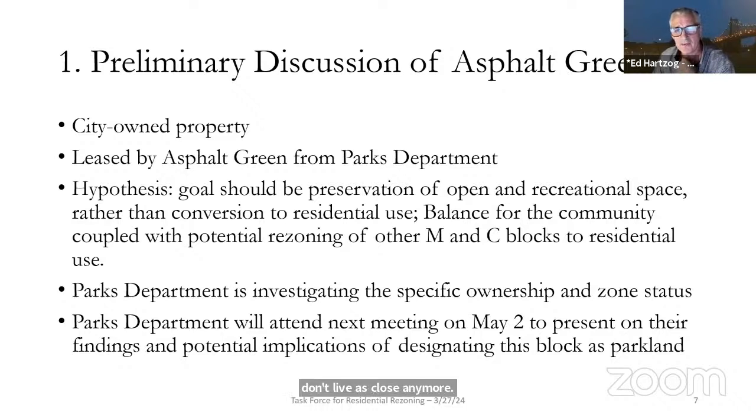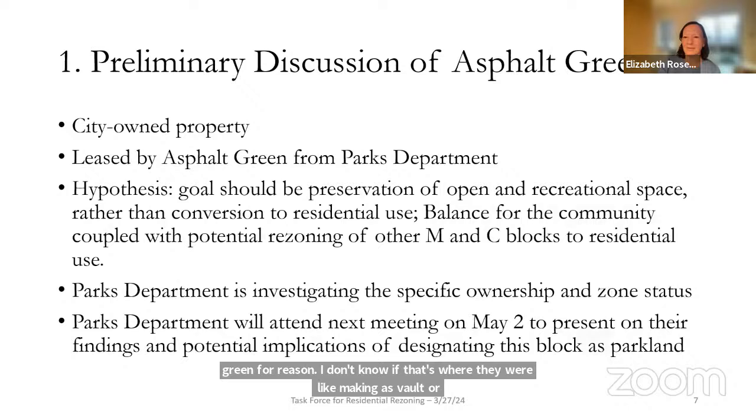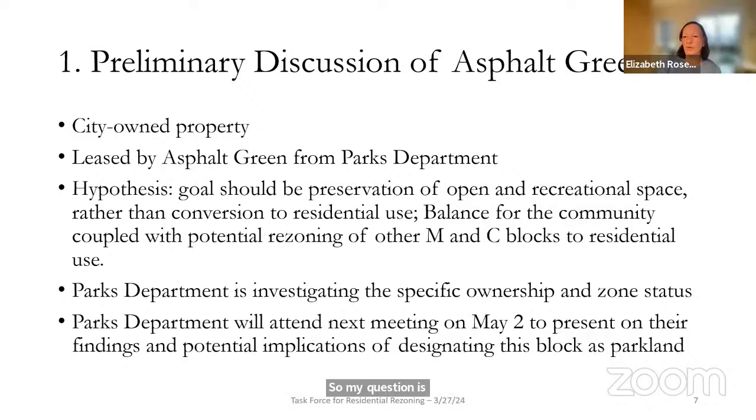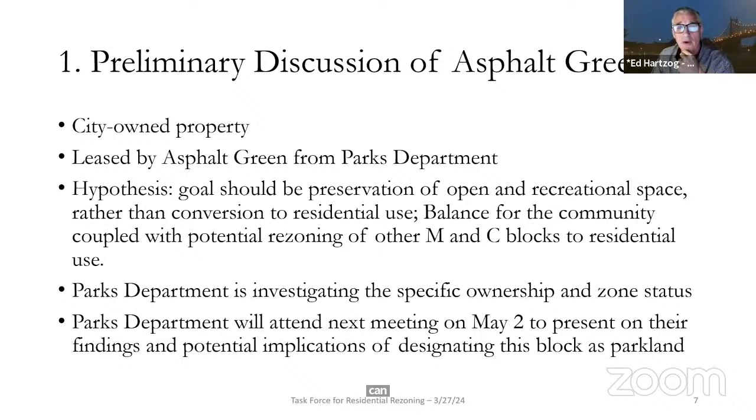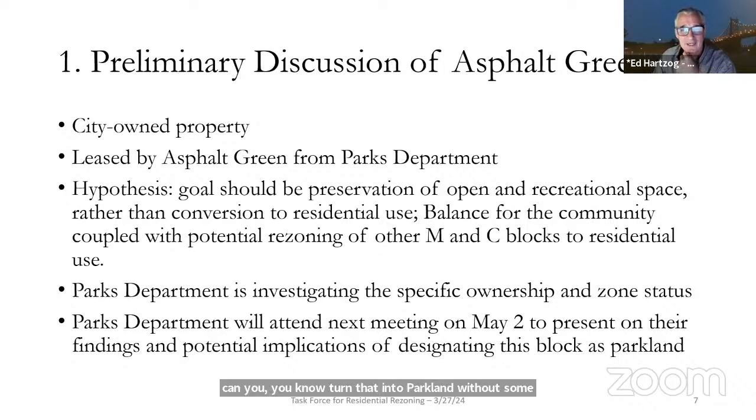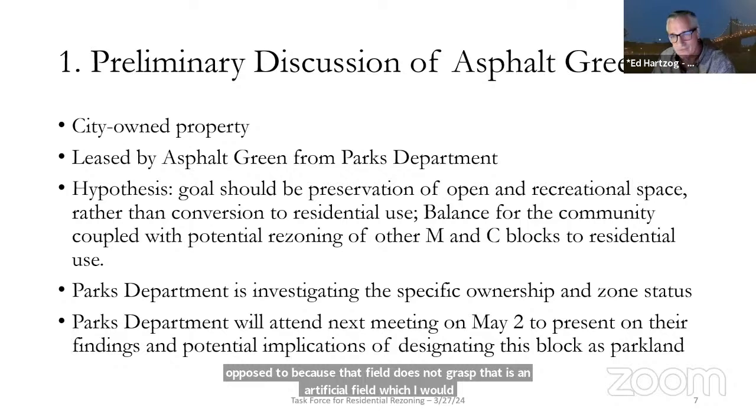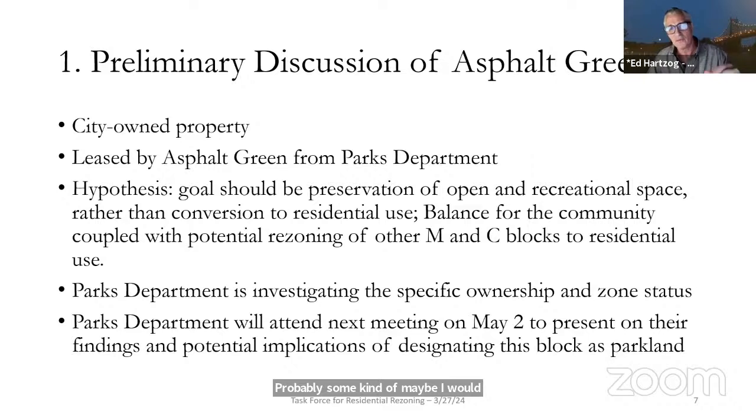My other question as to this becoming quote unquote parkland, and I don't know what the legal definitions are, not necessarily if there are specific ones in the city for that. But given that, I believe, they call it Asphalt Green for a reason. I don't know if that's where they were making asphalt or... It used to be an asphalt plant. That's an asphalt plant. So my question is... Yeah, which is, I think, why this was zoned for M14. Right. Can you turn that into parkland without some sort of major remediation? Is there going to be some kind of requirement if you're going to turn that into parkland? Because that field is not grass, that is an artificial field, which I would imagine, and I would be speculating, would be asphalt and then some sort of padding on top of that for the field. So if you're going to tear that up and then expose it, is there a remediation issue because it was an asphalt plant?